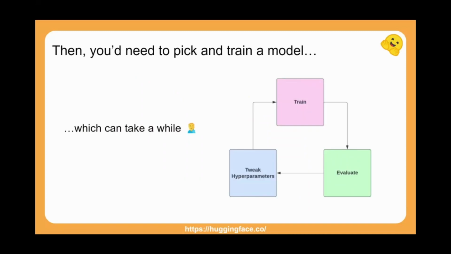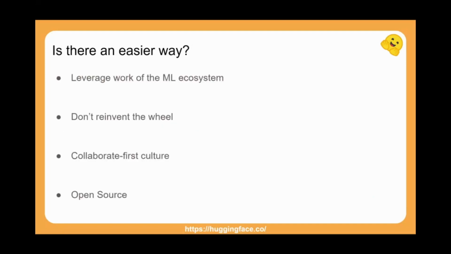Then you need to pick a model, so you'd have to find some sort of model. Then you train it on the data, you evaluate it, and you keep training until you have satisfactory performance. All of that can take time and compute. So the motivation for building the hub was, let's take a look at how the software ecosystem in general does it. There's a lot of reuse and recycling of code.